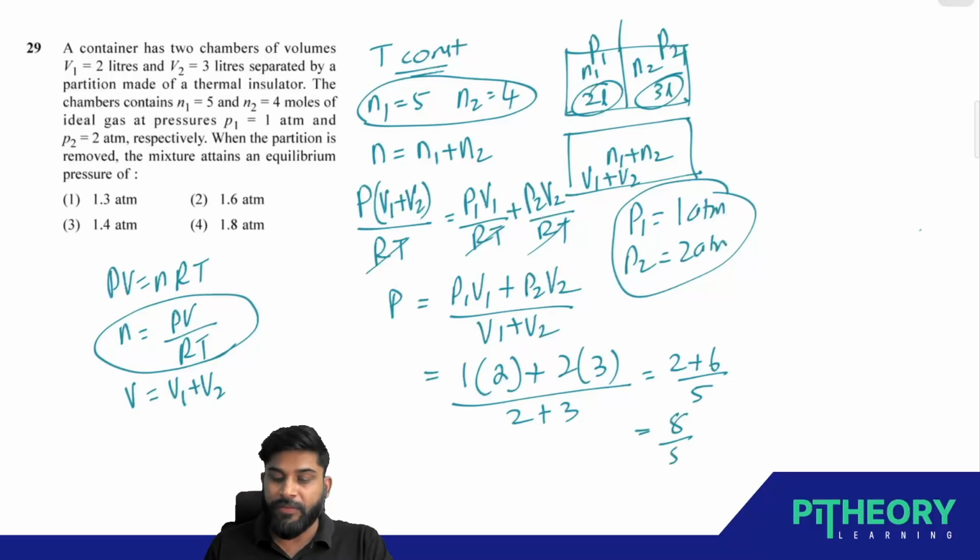What is 8 by 5? 1 time, remaining 3, in 30, 6 times. So what you're going to get? 1.6 atm is the final pressure that you'll be getting. So option 2 will be the answer for this.